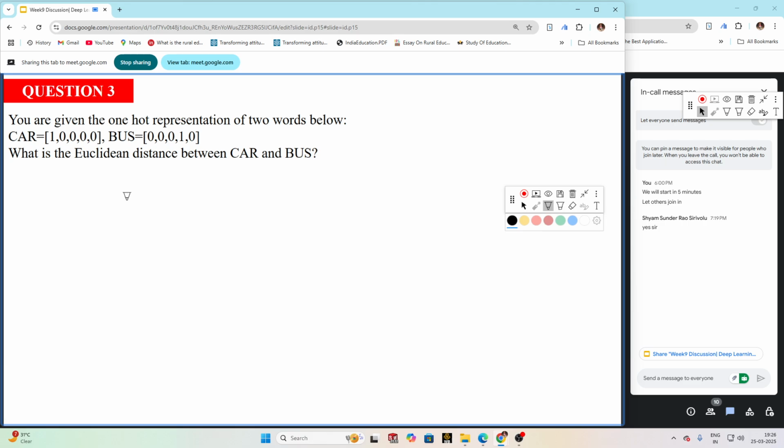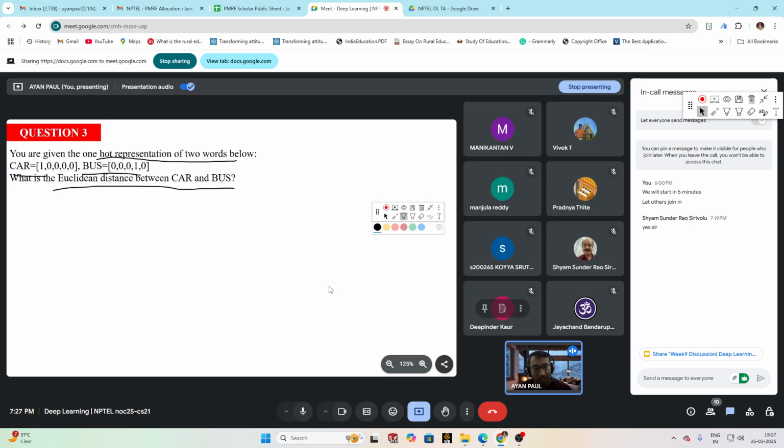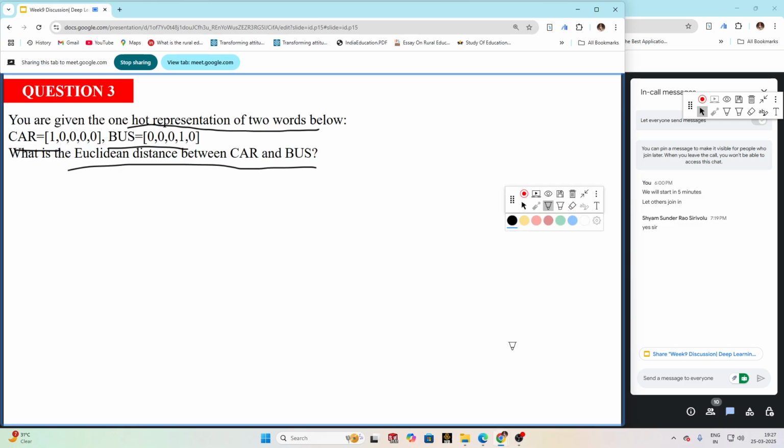So let's move on to the next question. You are given one hot representation of two words. One is car, one is bus. What is the Euclidean distance between car and bus? This is very easy. I hope everyone knows what the Euclidean distance is between two words of the same vocabulary. This we have already discussed, right? It is 1.414, root 2. So very easy.